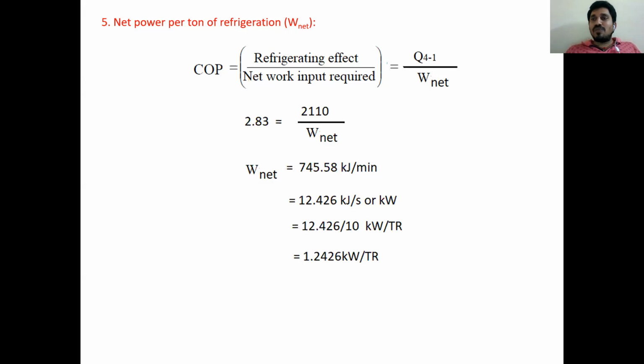Okay, thank you all of you. That's all for today. Next class I'll discuss the actual cycle. Actual means in which we consider irreversibilities. So what are the irreversibilities we have in the actual cycle? We'll discuss. Based on those irreversibilities, how the work equations or net power equations will change, how efficiency will change, will be discussed in the next class. So thank you all of you.